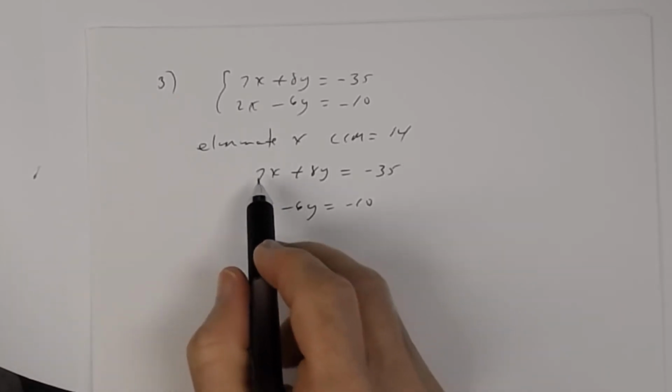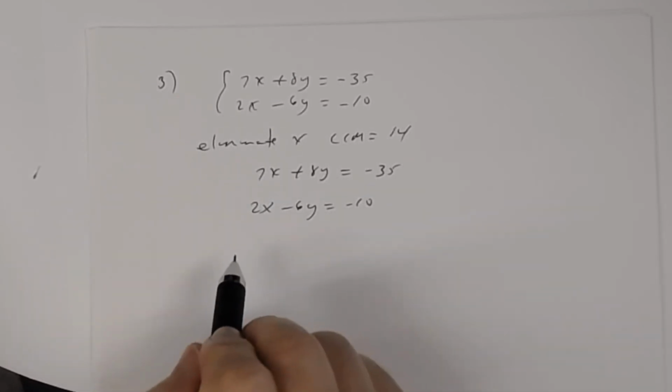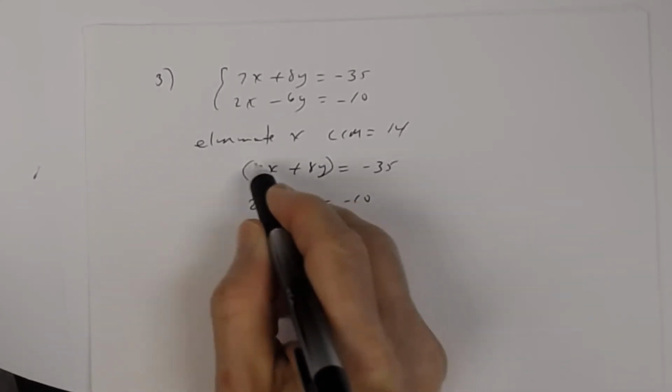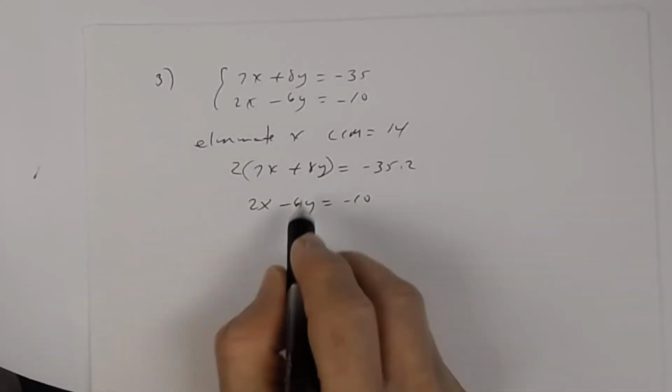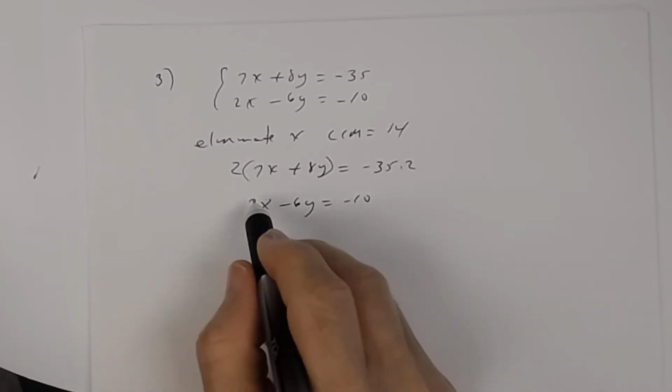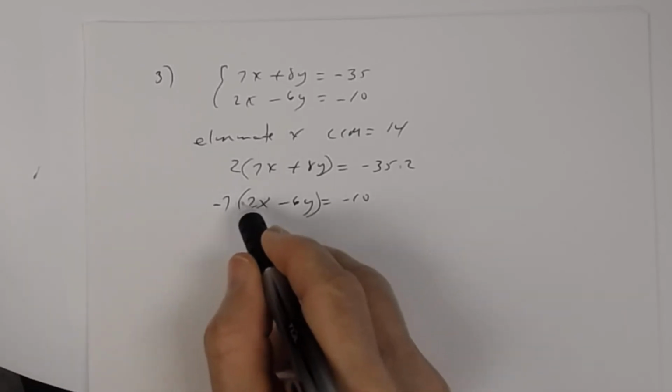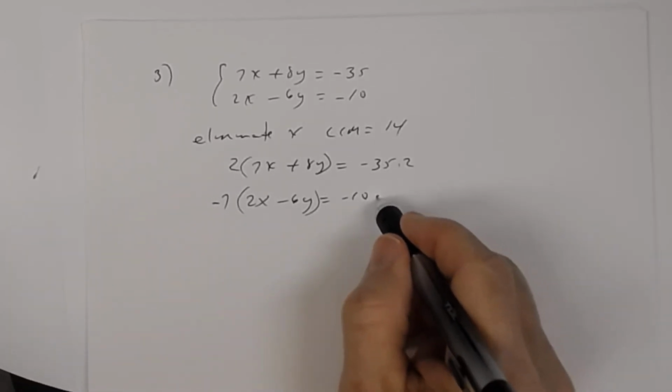Does not matter, by the way. You can make this negative 14, this positive 14. Let's make this 14. So I'm going to multiply both sides by positive 2. We're going to make this negative 14, so I'm going to multiply both sides by negative 7, because negative 7 times 2 is a negative 14.